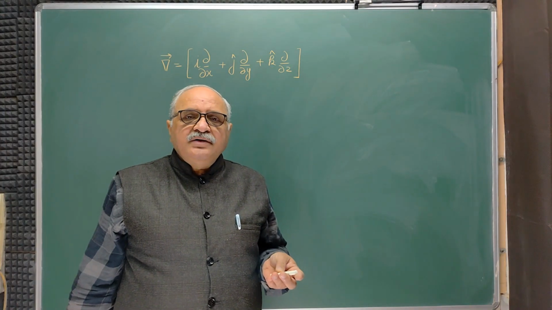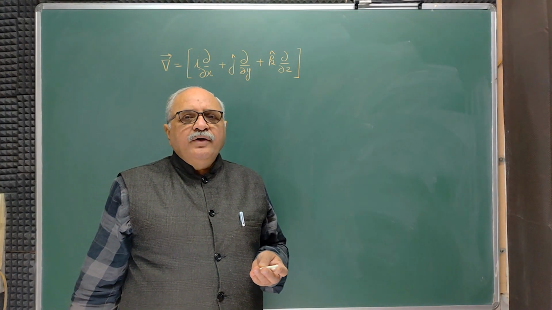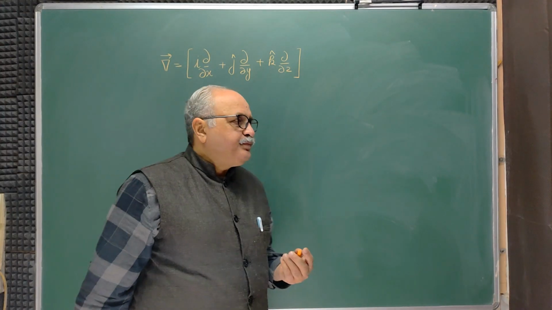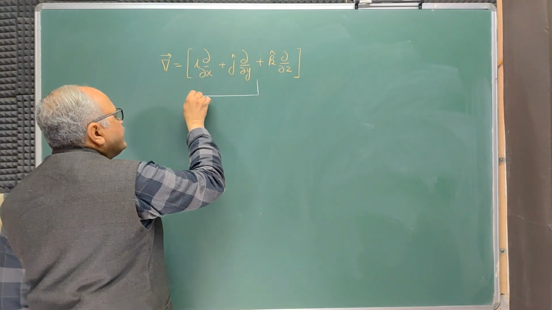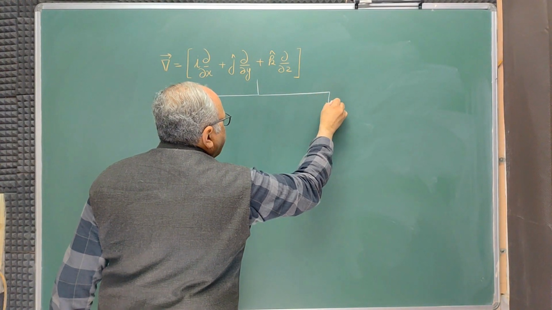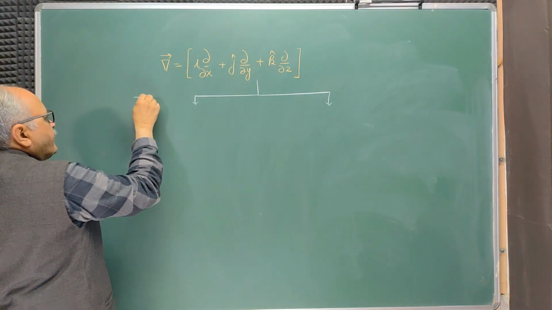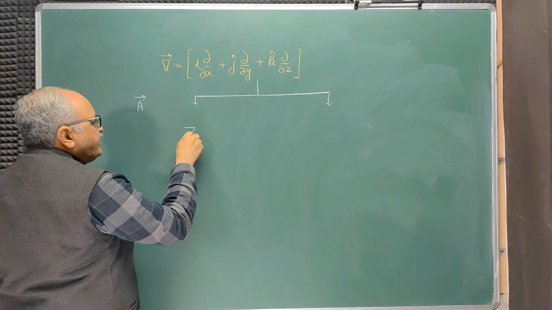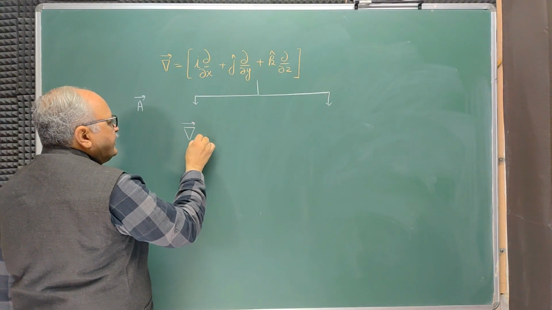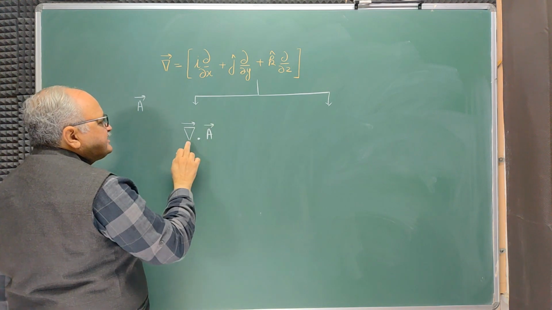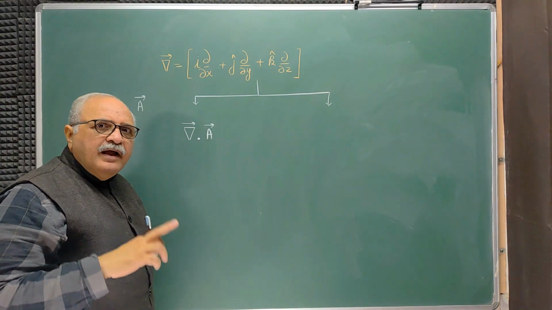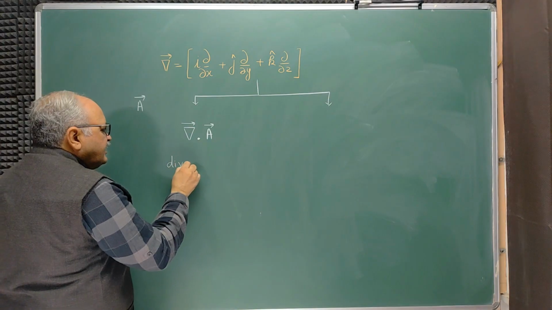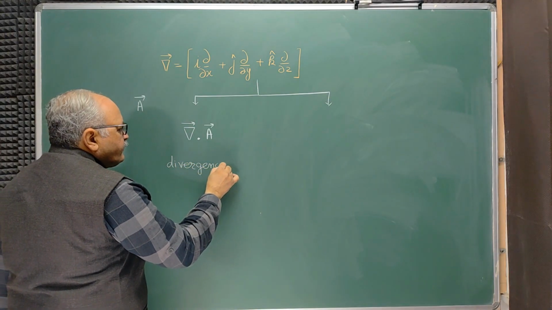Can we operate this particular del operator on a vector quantity? Yes, but we can do it in two ways. I can operate this on a vector quantity, say the quantity A is a vector. In one case, I am going to get a scalar quantity. That means if I take this operator in this form, I am taking a dot product of this operator and the vector quantity, I am going to get a scalar quantity. We call it the divergence of a vector.